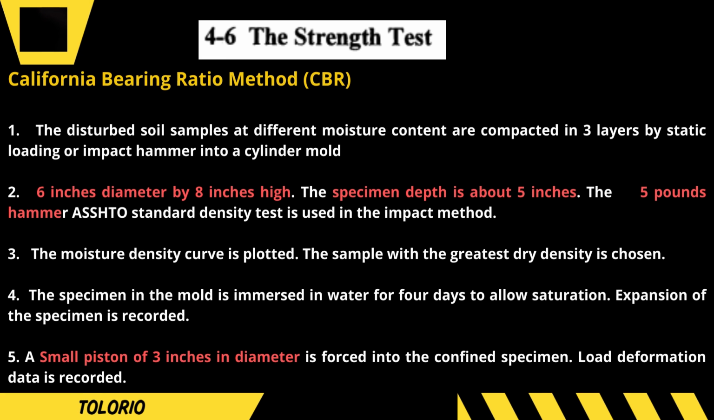Disturbed soil samples at different moisture content are compacted in 3 layers by static loading or impact hammer into a cylinder mold 6 inches diameter by 8 inches high. The specimen depth is about 5 inches. The 5.5 pound hammer AASHTO standard density test is used in the impact method.